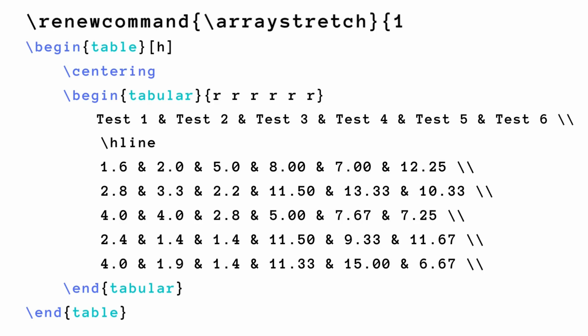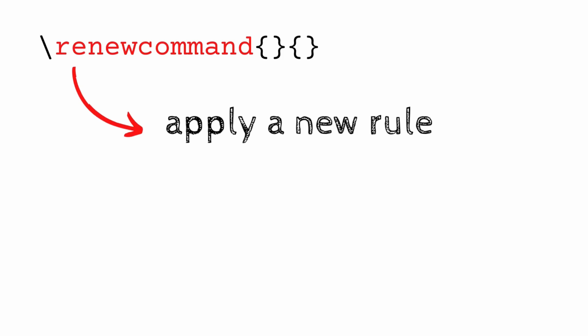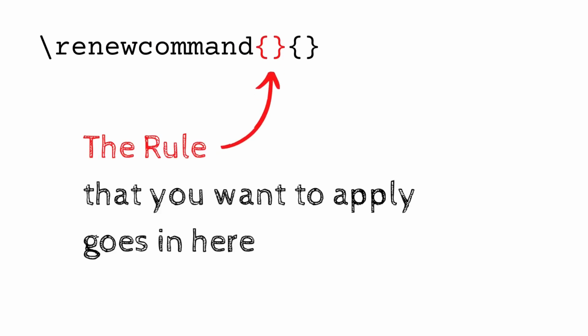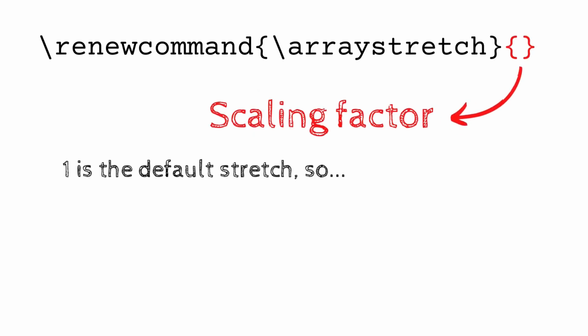Now what this command is doing, this renew command, is it's saying to the compiler, okay, I want to declare a new rule that you're going to apply to the whole document. Then in the first set of squigglies, we're telling it which rule we want to apply. So array stretch will let us stretch our array. And then in the second set, we're telling it how much we want to do that by.